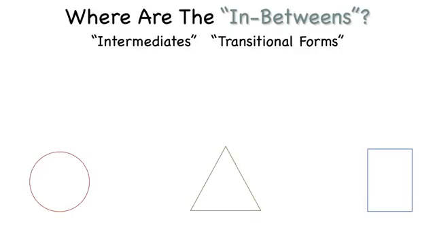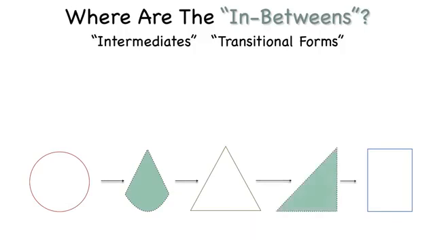Now, if the circle here was evolving into a triangle, we should expect to see an in-between shape that looks like this light green shape here on the bottom left. A sort of half circle, half triangle shape, right? That makes sense. And with the triangle evolving into the rectangle, we should also expect to see an in-between that looks something like this, a light green right triangle shape there on the right. Now think about this. When these creatures died way back in the distant past, they should have left behind circle, triangle, and rectangle fossils, as well as half circle, half triangle, and half triangle, half rectangle in-between fossils, right?